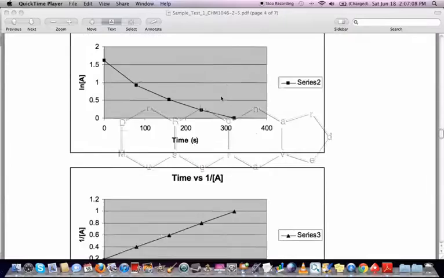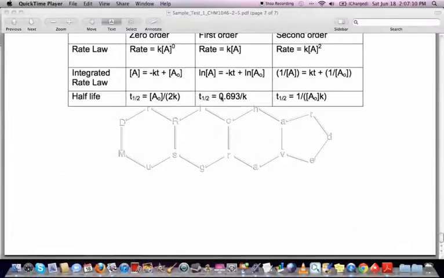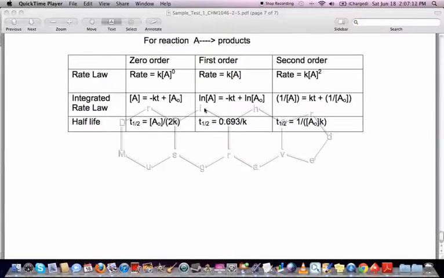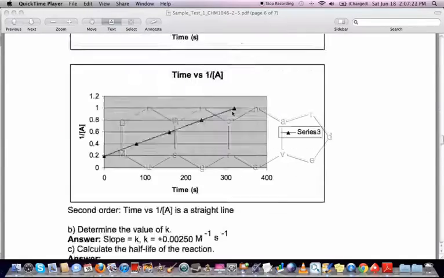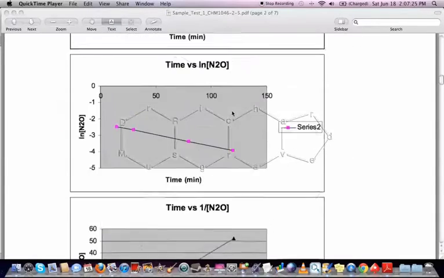Now the logic behind that, again, is we go back to the table with the integrated rate laws, and what we find is that since this one is the one that gives a straight line, log of A versus time, then we know that that one's going to be the first order reaction. Alright, so we know our reaction is first order.